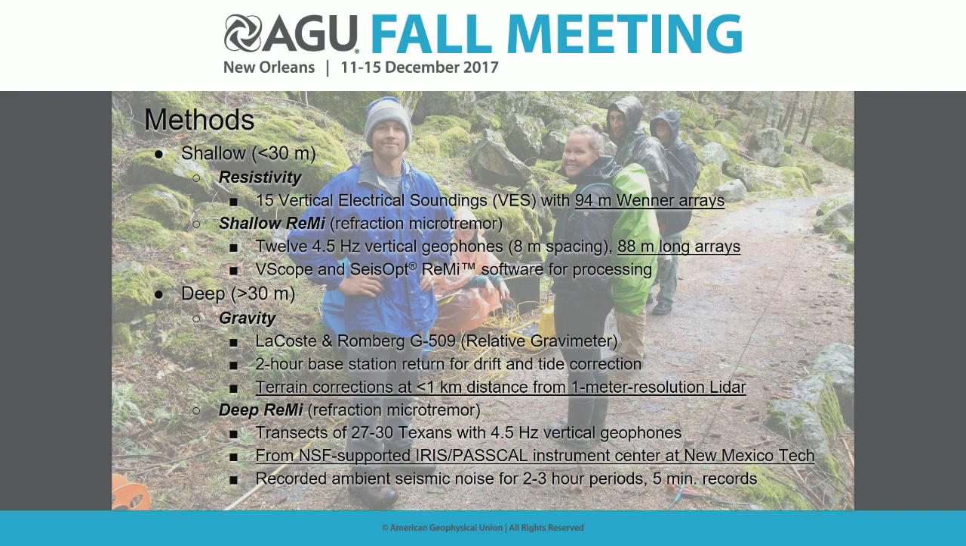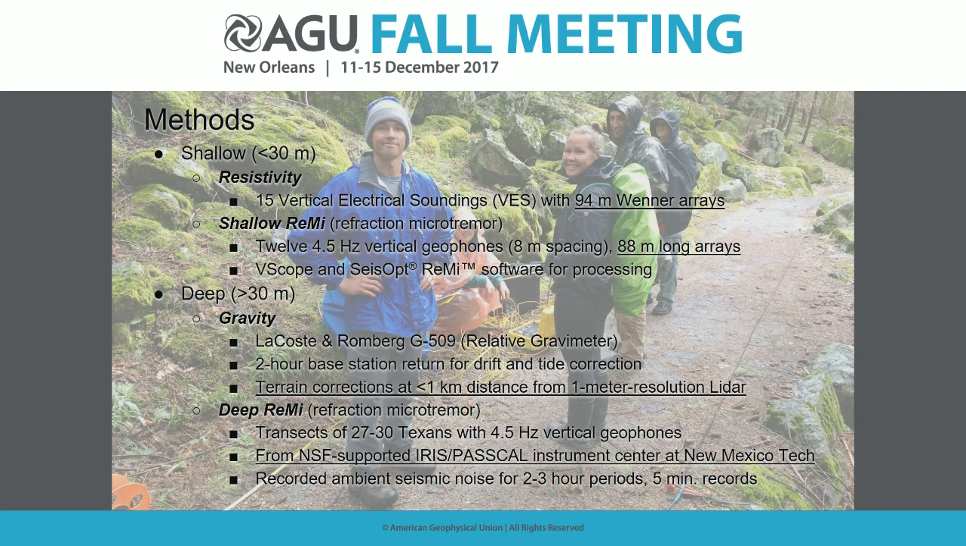The resistivity arrays that we did were 94 meters long, with a maximum of 31.6 meter A spacing. For the shallow REMI methods, we used 88 meter long arrays, and to evaluate the data, we used VScope and SeisOpt for the processing. We used a LaCoste and Romberg G509 relative gravimeter to get our gravity readings, and to do our inner terrain corrections, we used a less than 1 kilometer distance from a 1 meter resolution LiDAR.